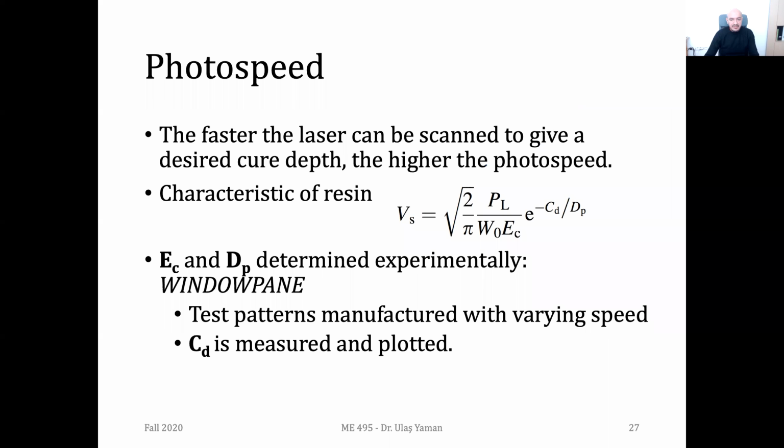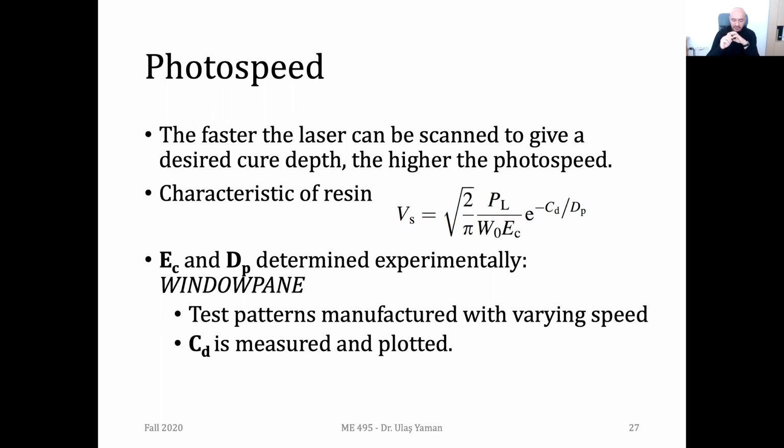So let's now focus on some scanning issues. We said that in SLA, you are not allowed to have internal patterns or internal structures. They all must be filled completely. The internal material must be cured, and you are going to have solid shapes. For that purpose, we need to find the proper speed and proper patterns. Maybe the zigzag patterns might not be good, so you need to find some special patterns, and we will discuss these issues now.